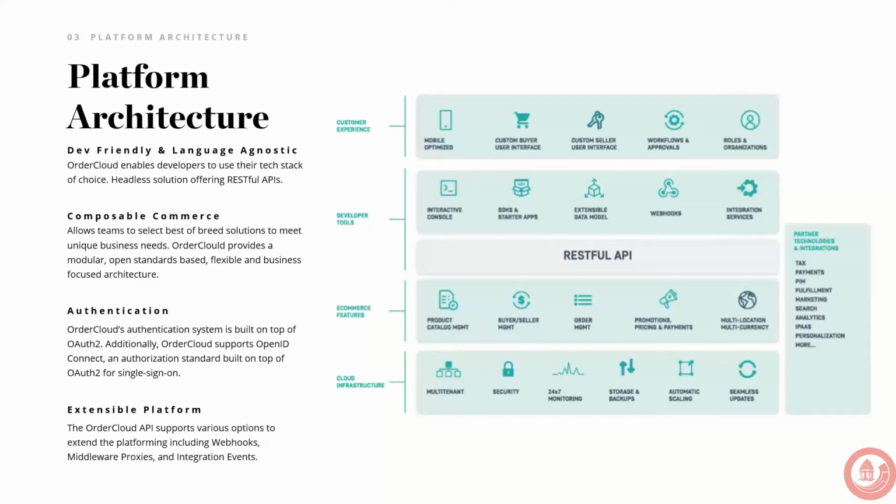So this is what you get out of the box. You don't have to worry about platform availability or security. That's all taken care of for you. In terms of e-commerce features, you have the basics such as product and catalog management. You have buyer-seller management, order management, promotions and pricing, and then the ability to have multi-location, multi-currency, etc.